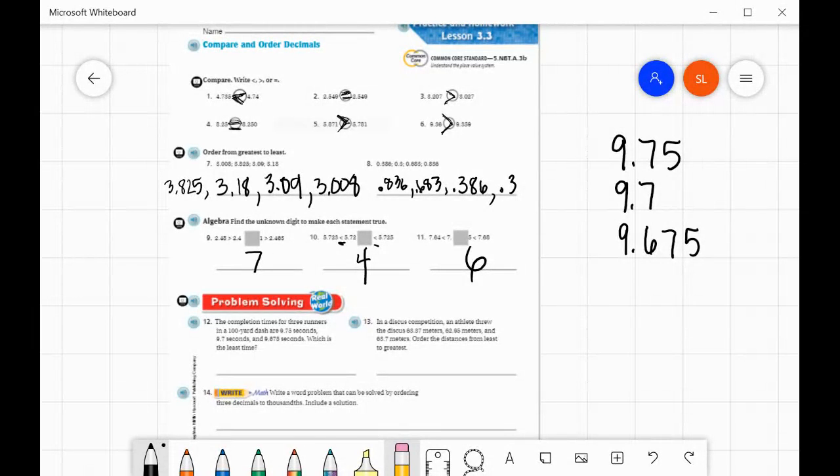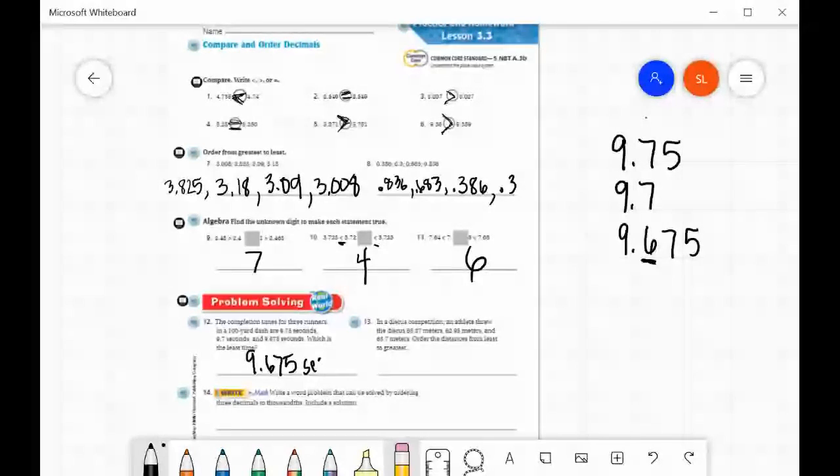All right, welcome back. You should have an answer written down for number 12. Well, if we compare these and we look at the tenths column, we will notice that there's a 6 here and 7's here. This number is smaller, so that makes this whole number smaller. So our answer here should be 9.675 seconds.